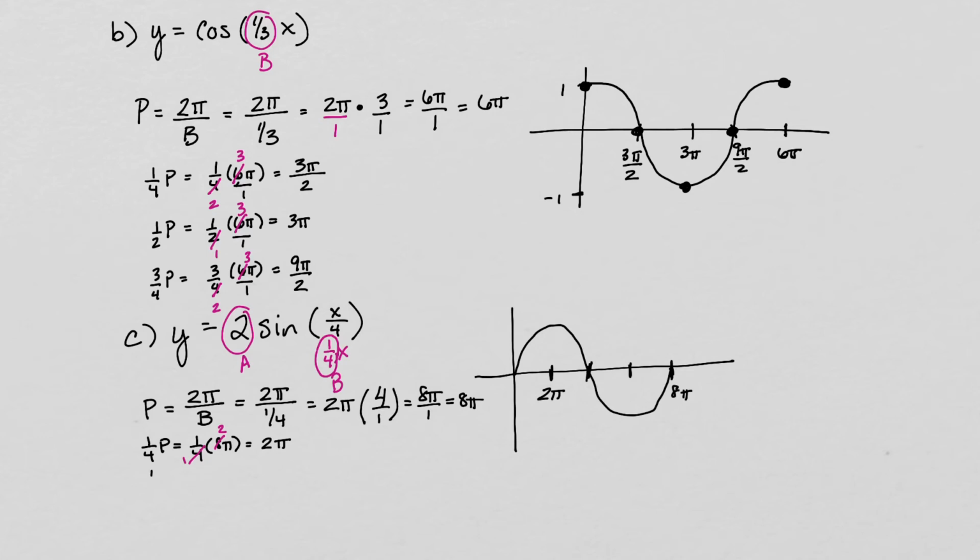The next spot is 1/2 of P. So it's going to be 1/2 of 8 pi. So 2 goes into 2 one time, 2 goes into 8 4 times. So this is going to be 4 pi. And then that last spot is going to be 3/4 of P. So 3/4 times 8 pi. 4 goes into 4 one time, 4 goes into 8 2 times, and then 3 times 2 is 6. So this is 6 pi.